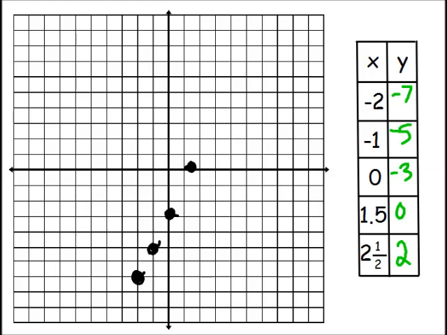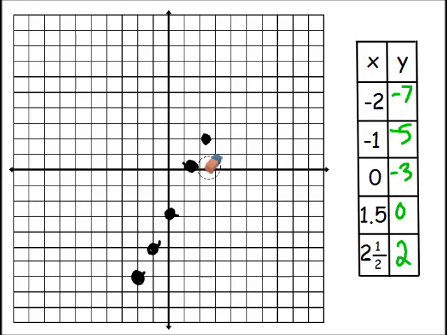Then we have 2.5 and 2. So we'll go 1, 2, and a half, and then up 1, 2. So again, we're right there in the middle in between.